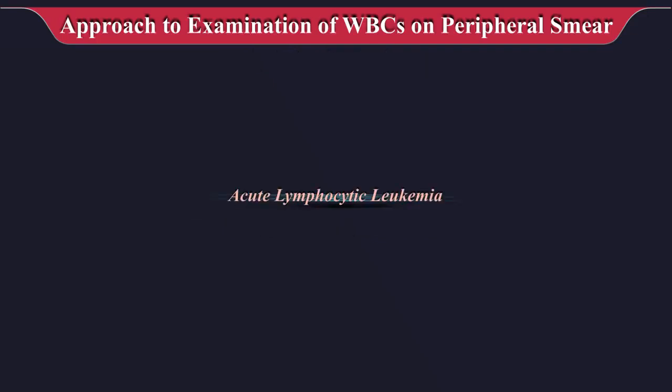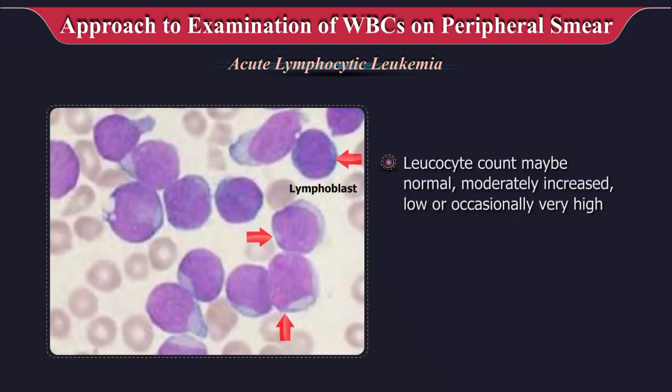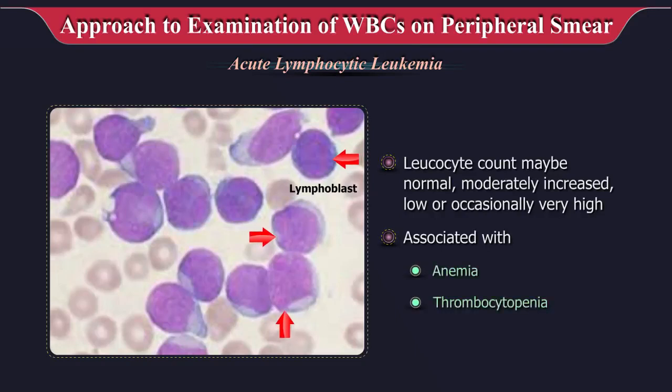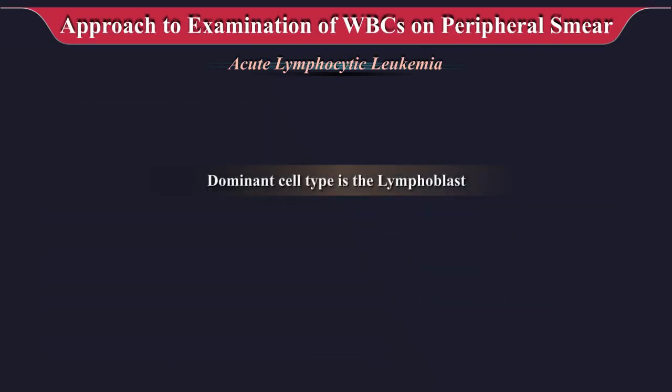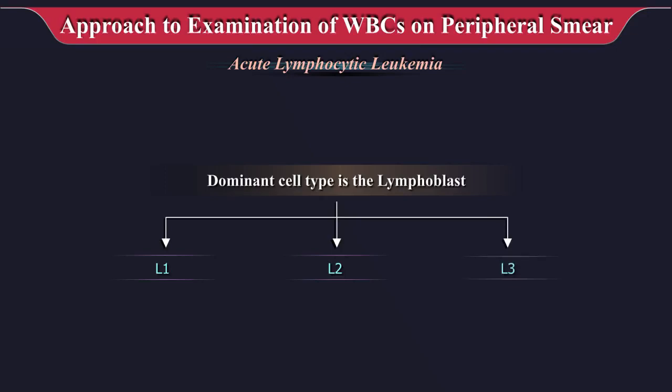Acute lymphocytic leukemia. The leukocyte counts may be normal, moderately increased, low, or occasionally very high. It is usually associated with anemia and thrombocytopenia. The dominant cell type is the lymphoblast. They may be of L1, L2 or L3 type, described later.